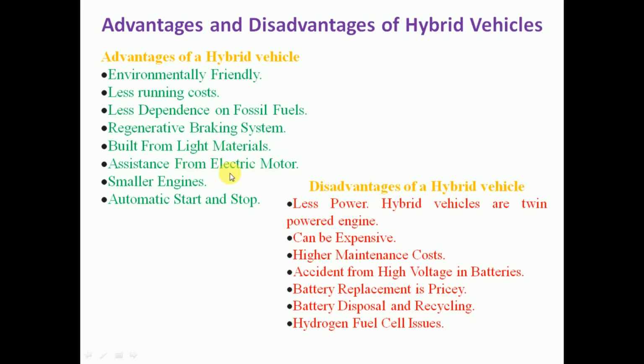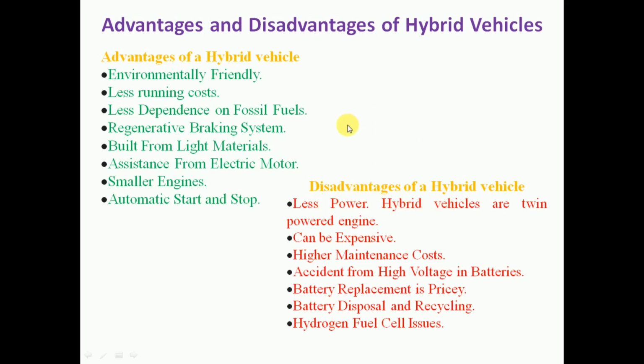Assistance from electric motor. The engine running the vehicle is assisted along with the electric motor. The smaller engines we are going to use. The part of the power is provided by the electric motor, therefore the engine we are going to use in the hybrid vehicles is smaller. Automatic start and stop. It will be started automatically and stopped automatically, and directly by providing the switch we can start and stop it.